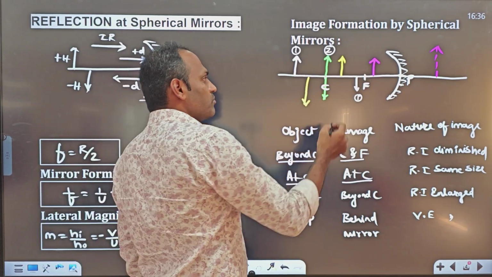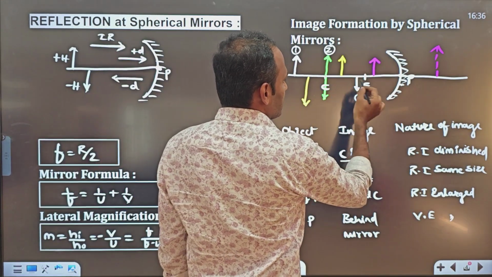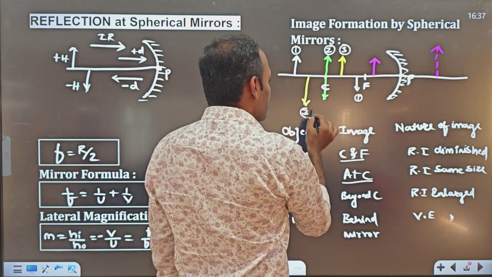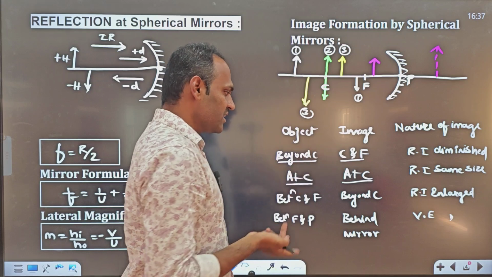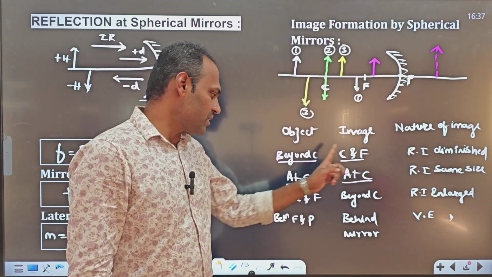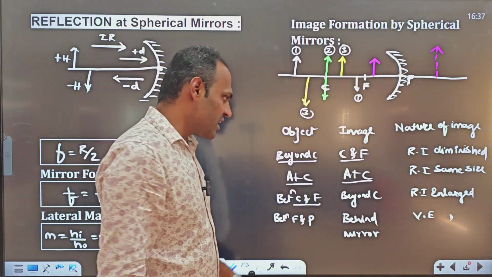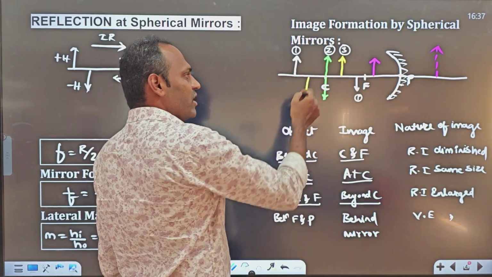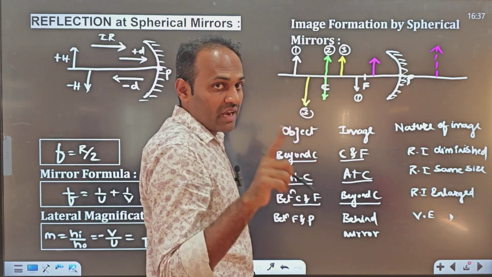Next, see, if the object is kept in between C and F, the image will get formed beyond C. It is the opposite of the earlier case. Earlier the object was beyond C and the image was in between C and F. Now the object is in between C and F, so the image is beyond C. It will also be real, inverted, but it will be enlarged.